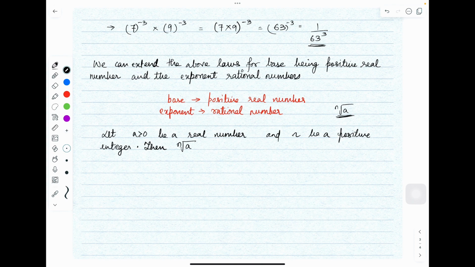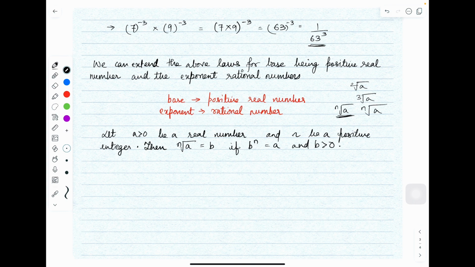Understood? This is the square root. If nothing is written, we consider it as 2. Okay, this is the square root. If 3 is written, this is the cube root. And then you have to say 4th root, 5th root. So this is the nth root. Okay, then the nth root of a equals b if b to the power n equals a and b is greater than 0.